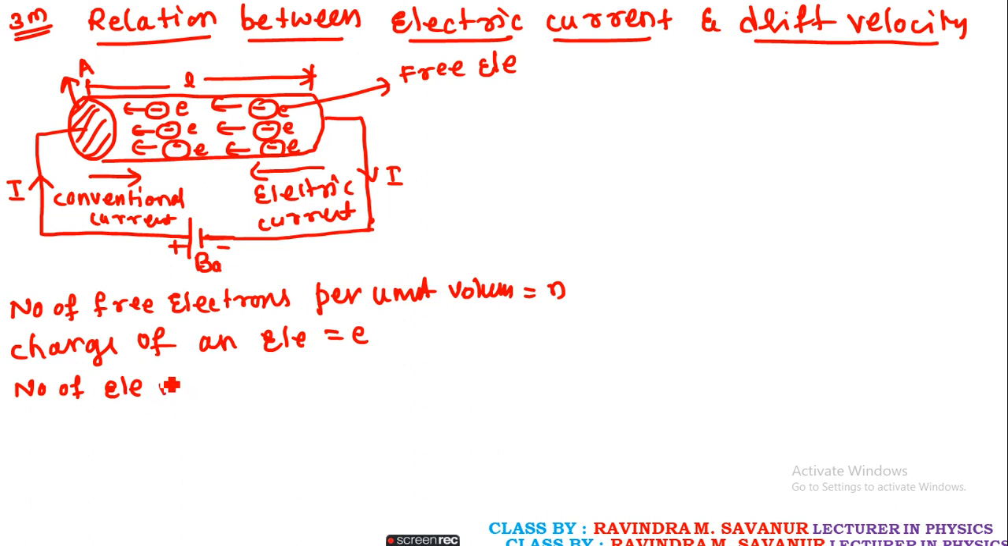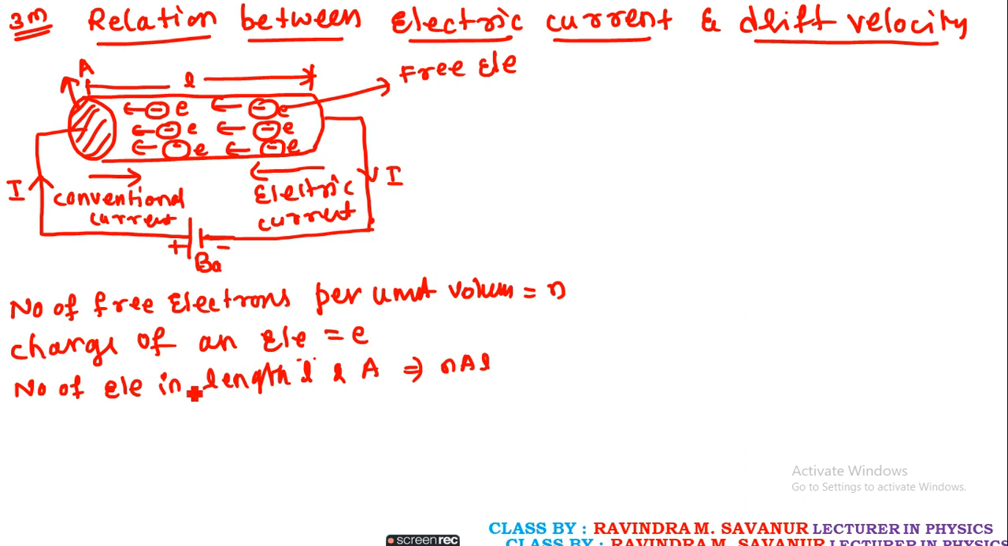Number of electrons that are present per unit length and area. Now, the electrons in the length L and area A can be given by what? Small n, capital A into L. These electrons are present in that unit area and length.